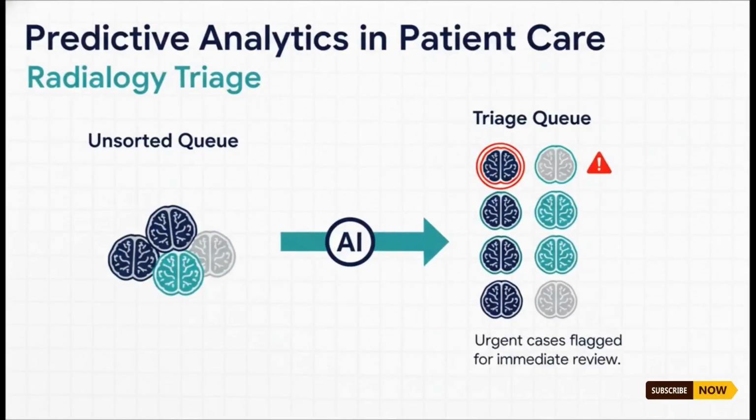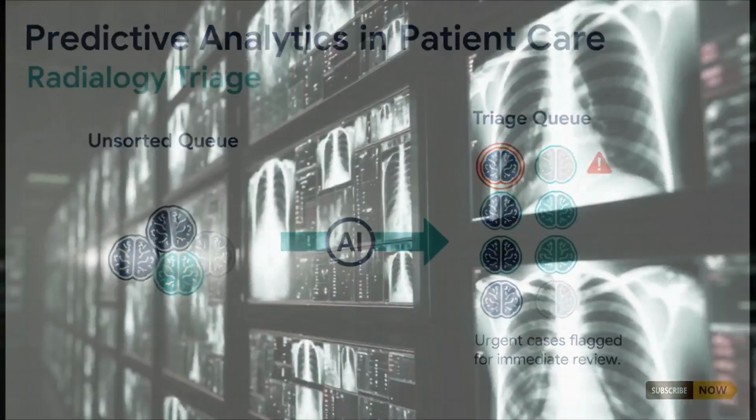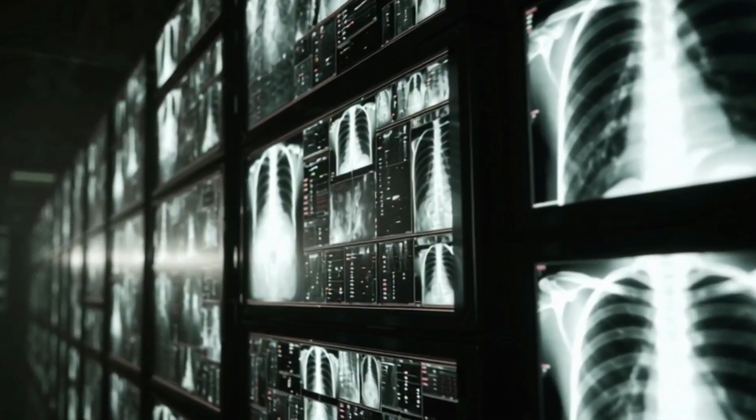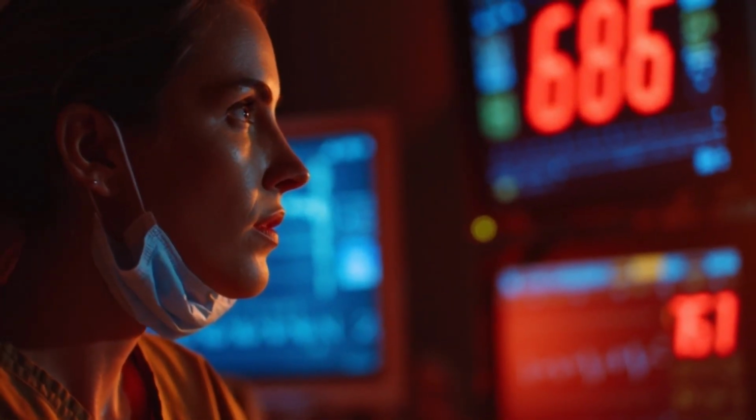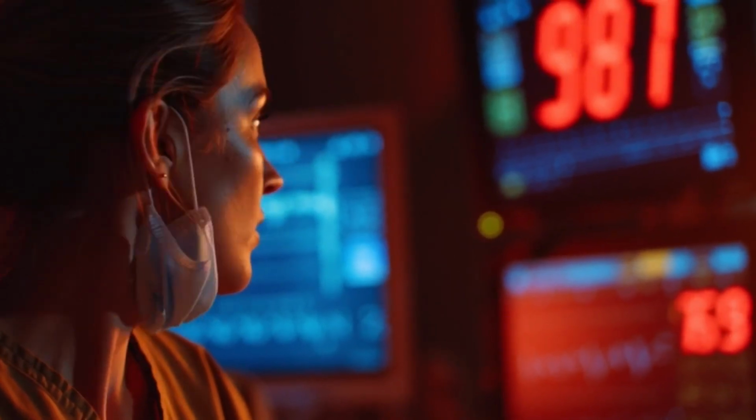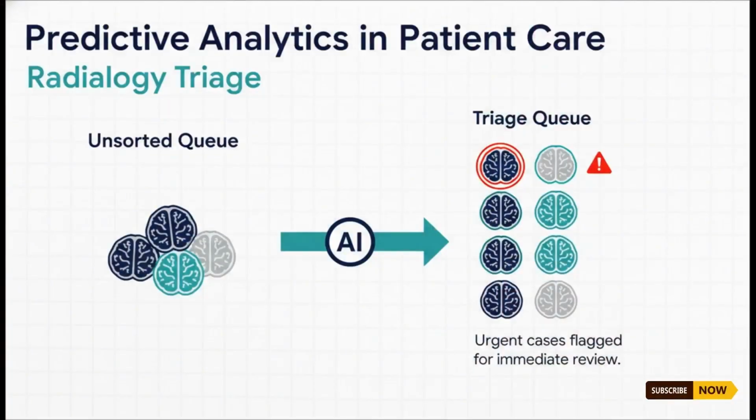Or take radiology. A busy ER can produce hundreds of scans in a single night. An AI triage tool can look at those images the second they're taken and push the ones with a high chance of a critical finding, like a brain bleed, straight to the top of the radiologist's to-do list. It's not replacing the radiologist, it's supporting their workflow, making sure the sickest patients get attention first.